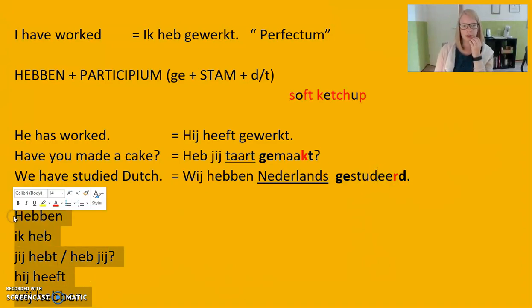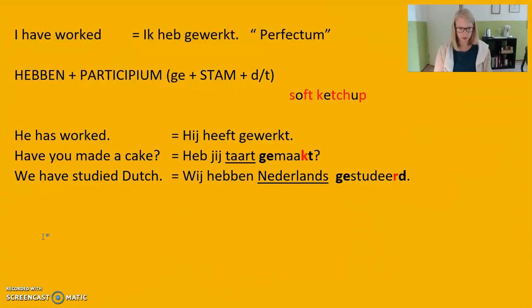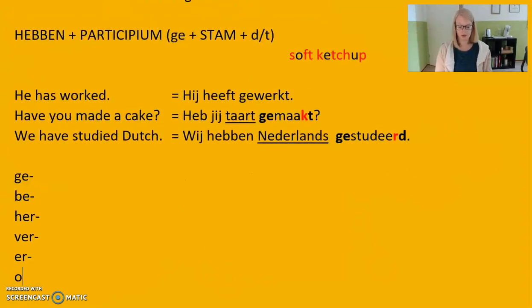Okay, there are a few peculiarities about the regular past tense. I will let you know. If a word starts with the syllable ge, her, ver, er, or ont, one of these syllables, then we don't add the ge. Okay? So, for example, the word gebruiken, the participium would be gebruikt. You cannot say gegebruikt. Okay? It also sounds double. No, we don't say that.